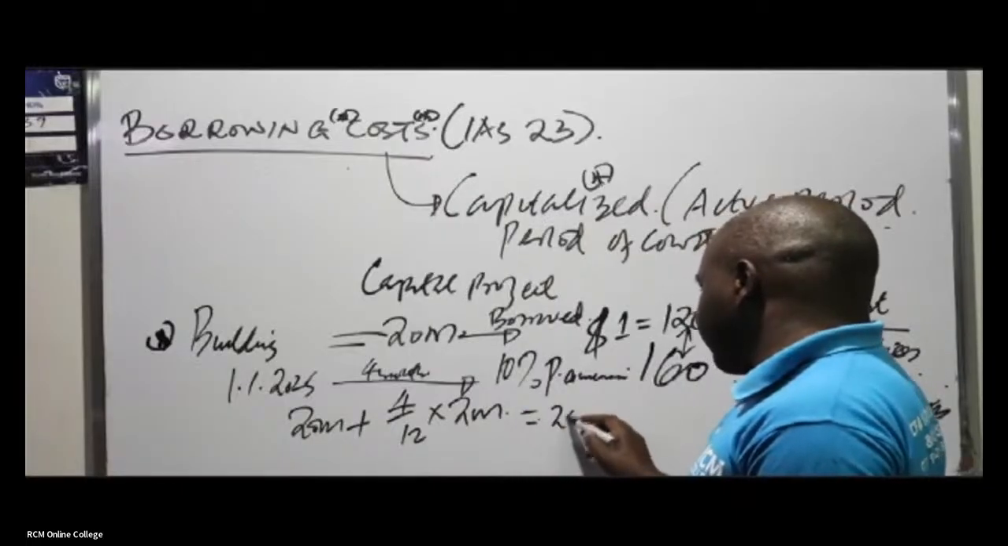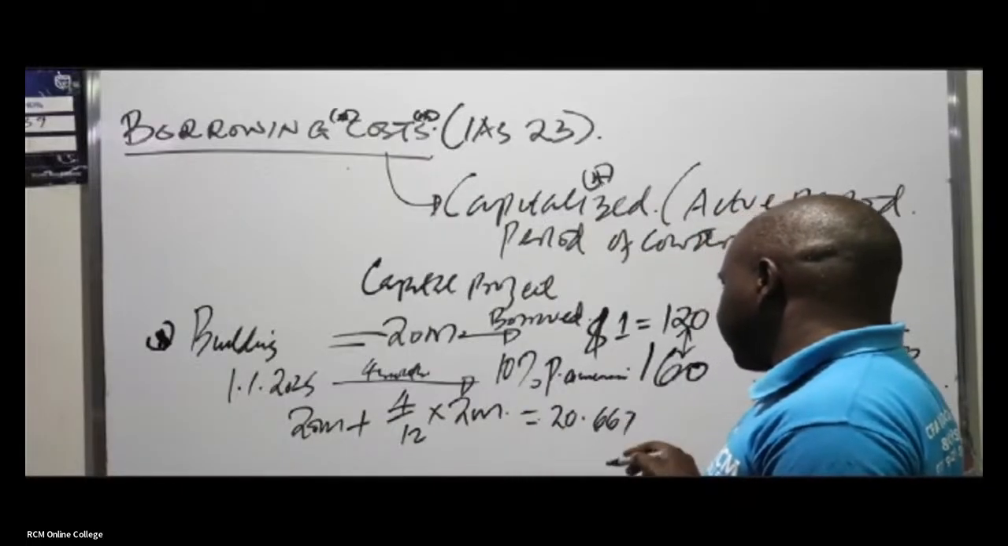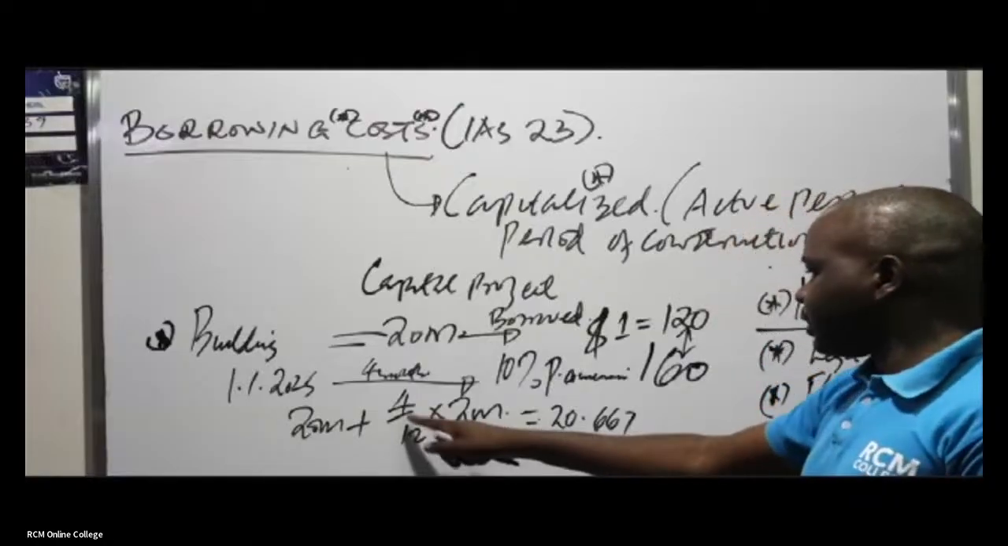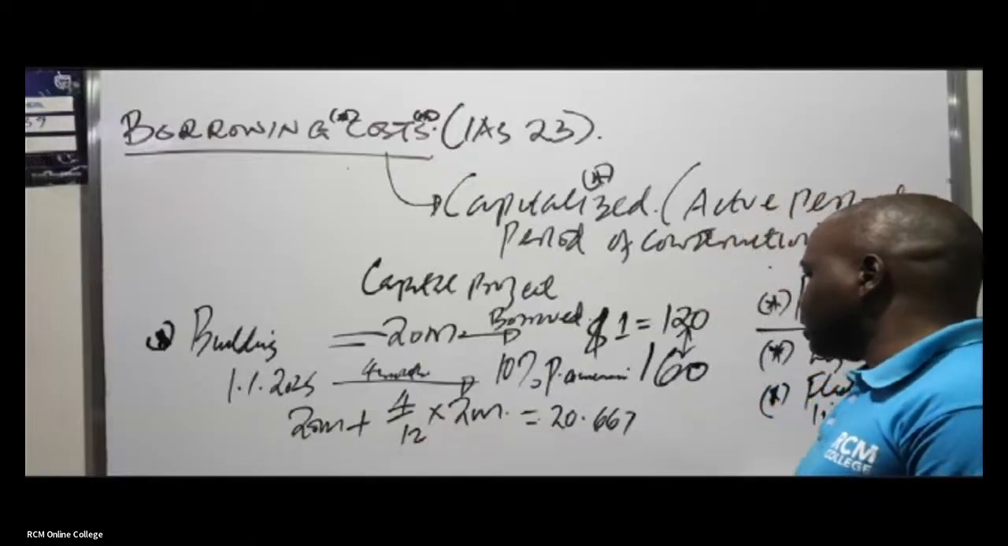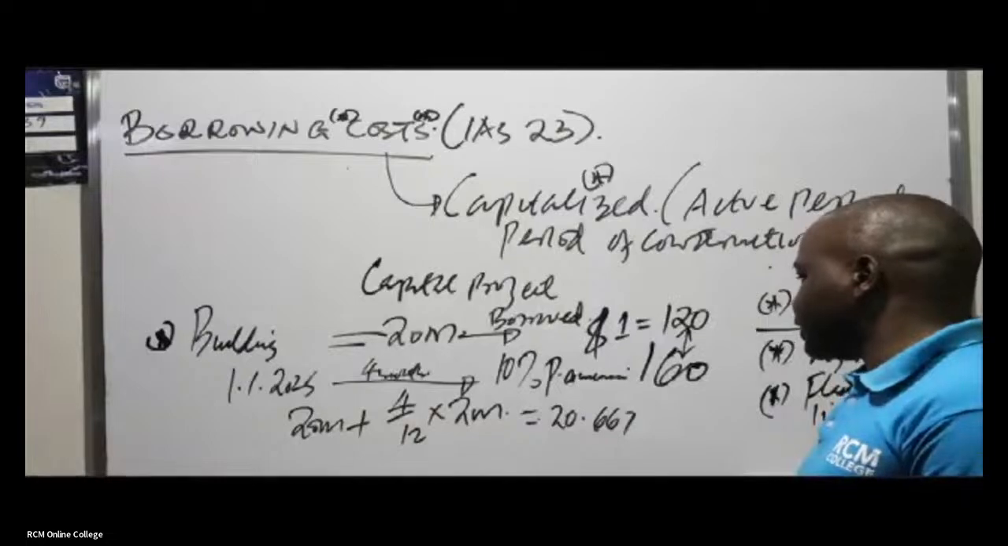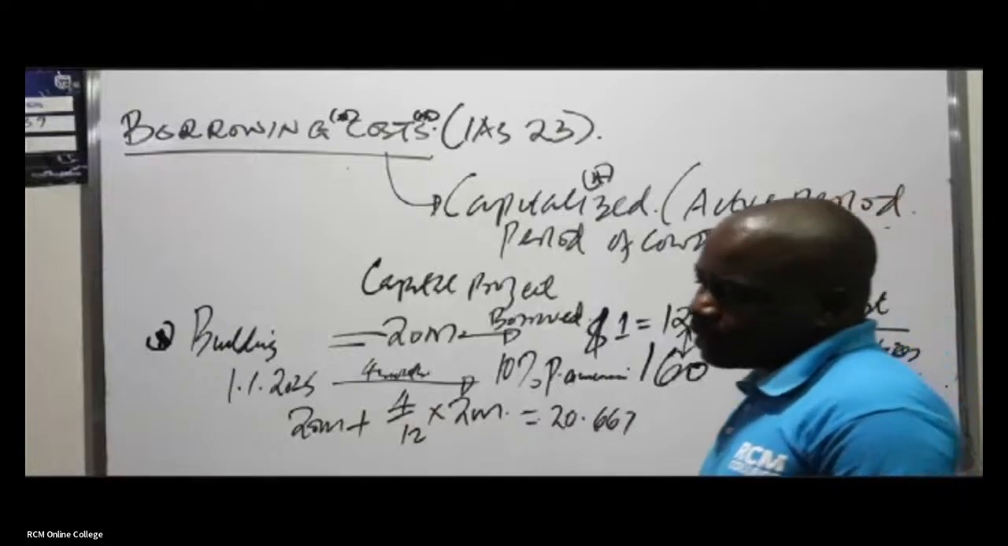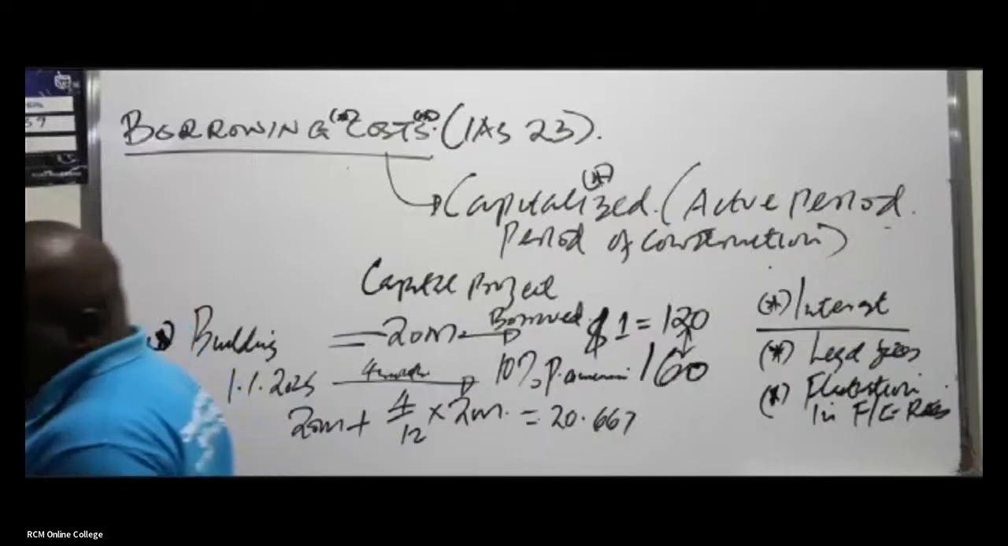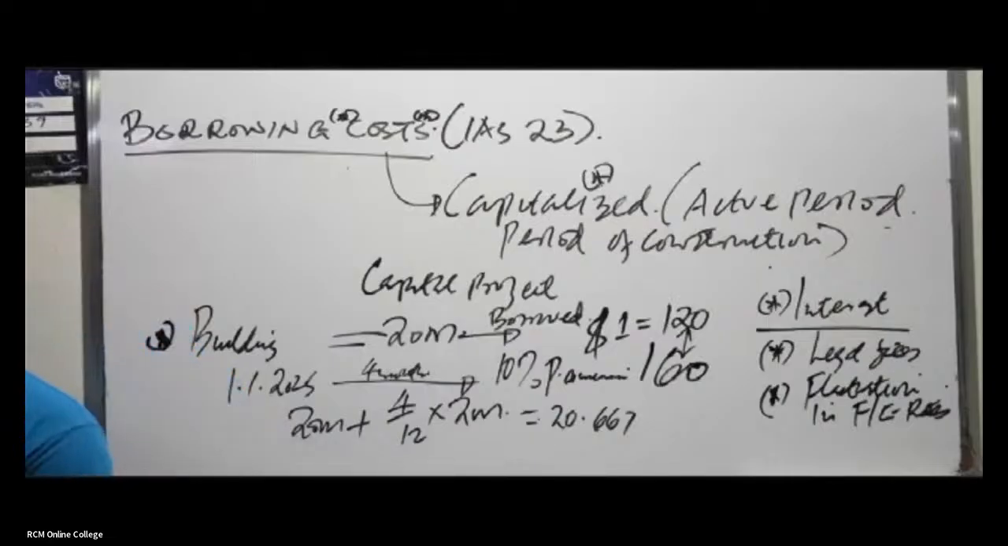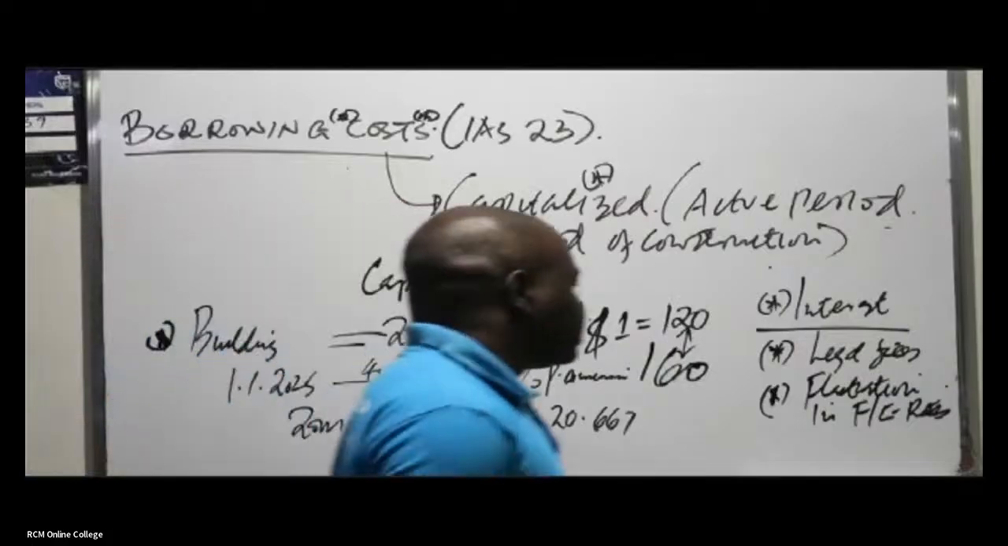20.667, I think. 20.667 something. Because if you take a third of this, a third of that is how much? 0.66. Yes, something like that.